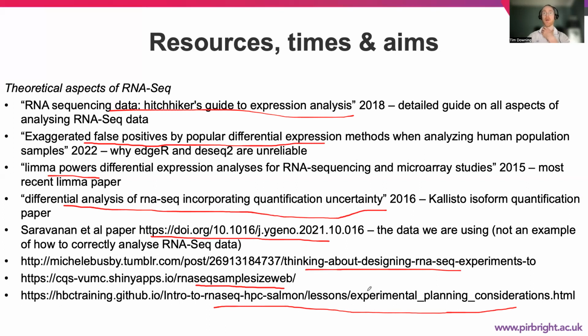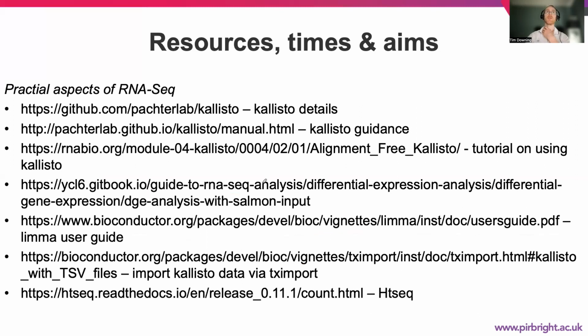and then also another link on experimental planning for RNA-seq analysis. In terms of the more practical aspects, there are various resources here on Kallisto, including the manual from the source website and an example tutorial on how to use it. There's another guidebook on linking different types of RNA-seq data to make them into manageable inputs that are comparable to each other, in terms of the TSV-style data with TPMs listed and all that.